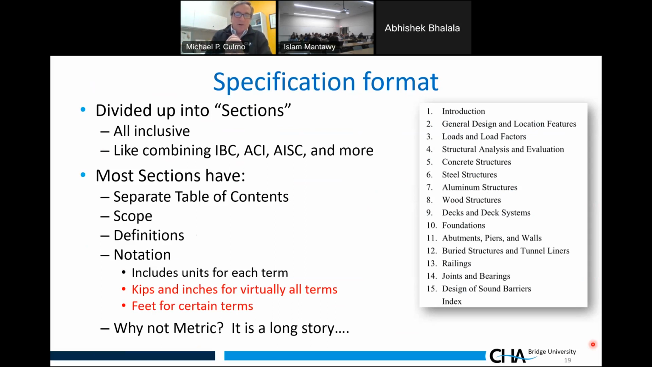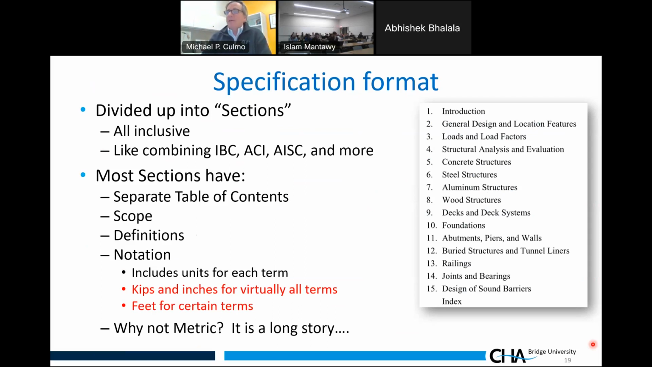So when the Congress decided to make metric optional, within 3 months, 25 states switched back to U.S. customary units, and within about 3 years, all the states switched back to U.S. customary units. So a little political thing going on there, and so we do not design in metric.